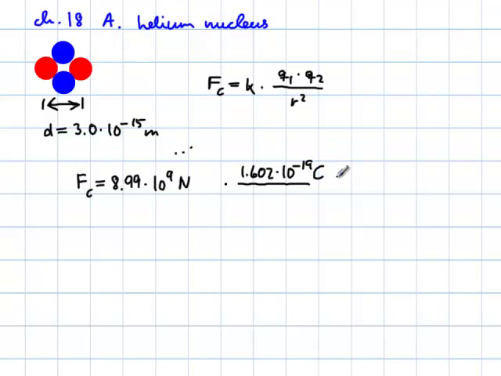Times the charge of the other proton, but that happens to be the same. So I'm going to shorten this here. I'm just going to make parentheses around it, and I say that's squared. Same deal. Divide by the distance squared, which is given in this problem as 3.0 times 10 to the negative 15 meters, and that one as well squared.